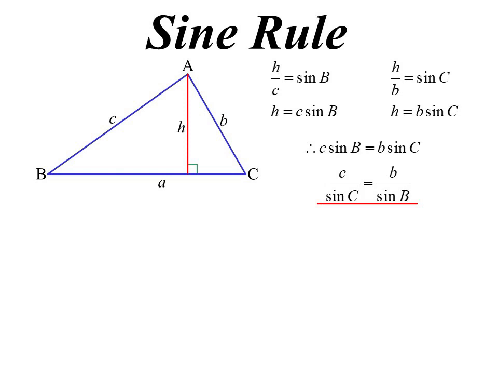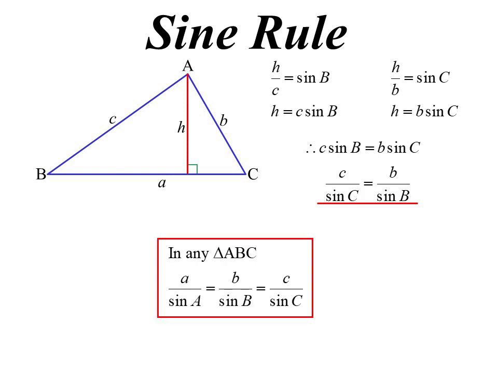So c over sine c is b over sine b, and of course I could have done it just as easily with one of the other sides and shown it was a over sine a as well. So that's the sine rule, sort of. I'll come back to what it really is in a second.